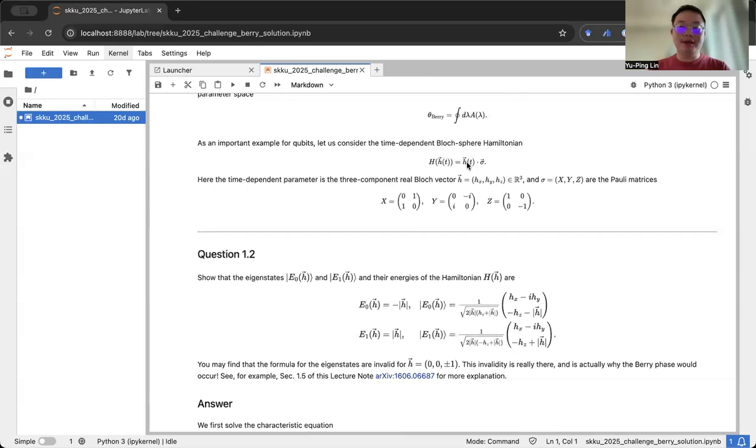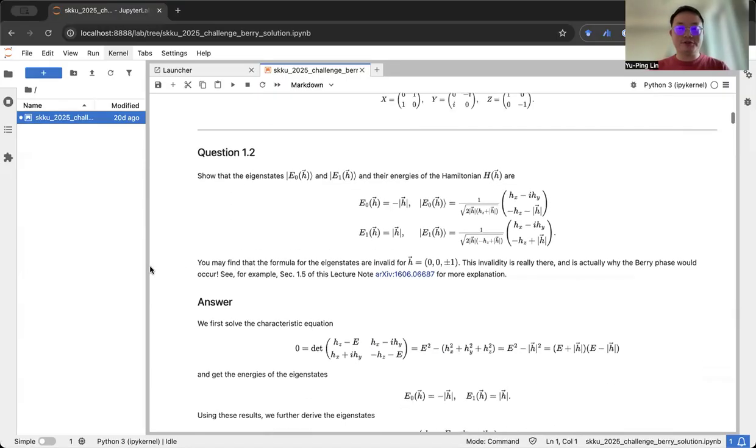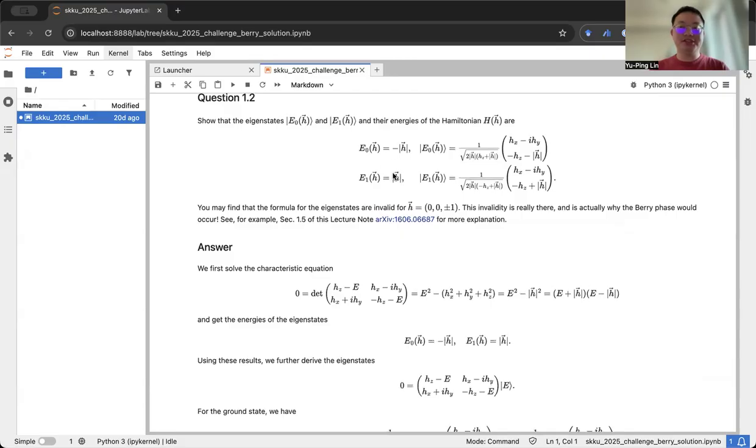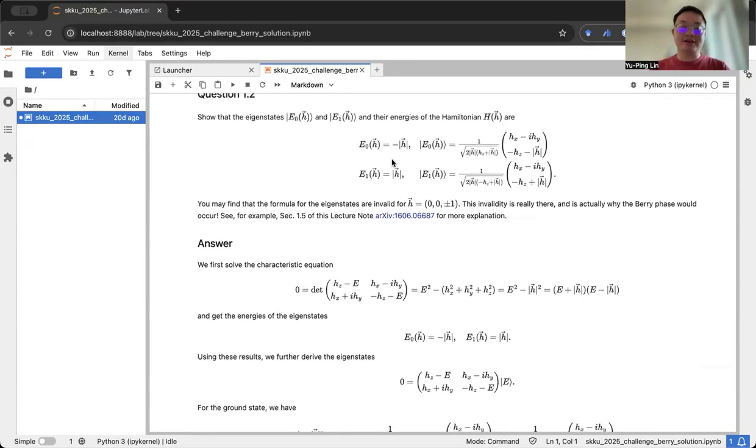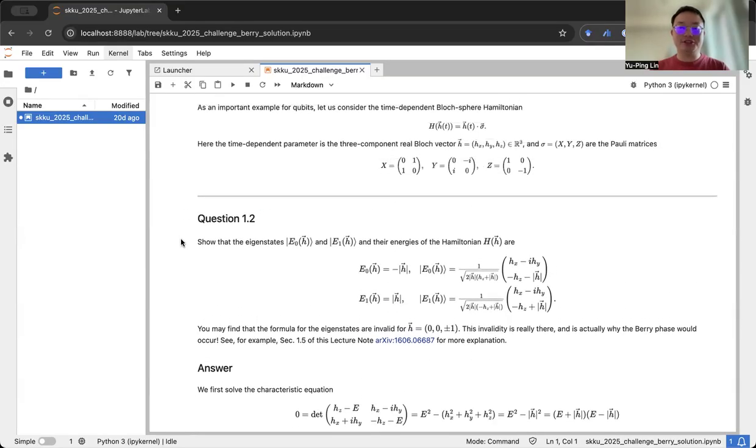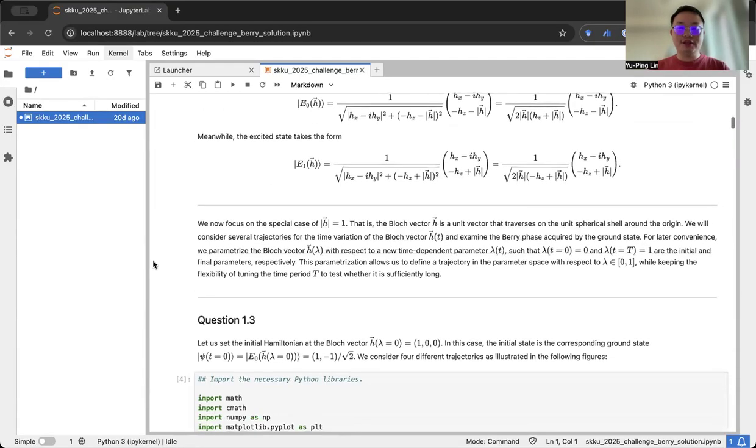Here we take a simple example, the Bloch sphere Hamiltonian, which is a 2 by 2 Hamiltonian, and we can define the Hamiltonian in terms of the Pauli matrices X, Y, and Z, and a three-component real vector H. H will be the parameter that we use, and the parameter space is just the three-dimensional space. Question 1.2 is straightforward. It is just computing the eigenstates and their energies. You can find that it is a two-level system, and the energies are plus and minus the magnitude of the Bloch vector, that is the three-dimensional vector H. Here we focus on the case where the Bloch vector is a unit vector. That is, it will traverse a unit Bloch sphere around the origin of the parameter space.